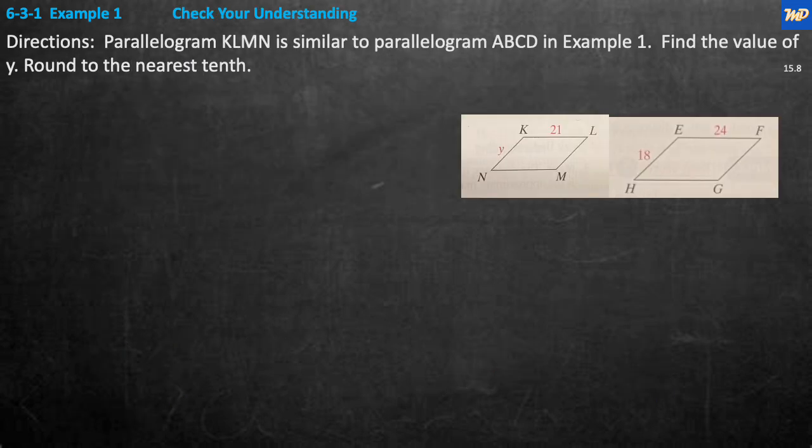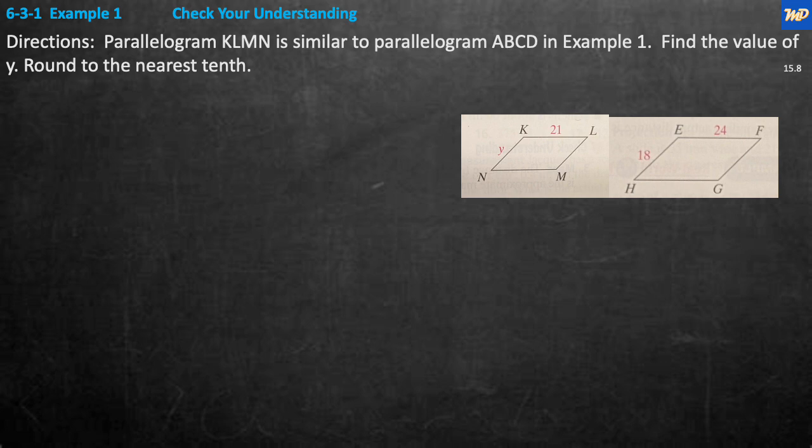Okay, example 1, check your understanding. It says directions. Parallelogram KLMN is similar to parallelogram ABCD in example 1. Well, our example is right here, example 1. Find the value of y to the nearest tenth. So let's give it a try, and we'll see how. First of all, you should give it a try. It's check your understanding. Go ahead and pause. Come on back when you're ready.